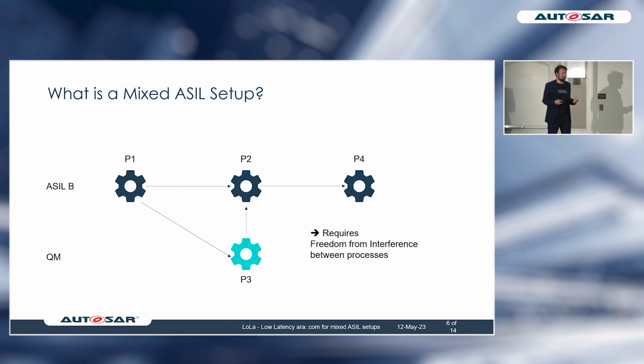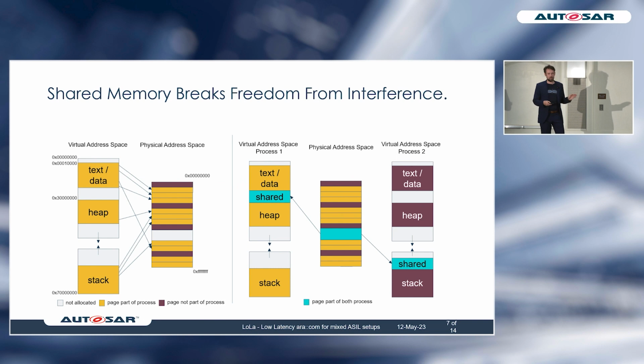And what does it mean? The important point is we need to ensure freedom from interference between the processes, but we will not do any qualification of the information that is sent. That's quite important. So we don't care what the user sends. It's the user's responsibility to ensure that the data he is sending is not affecting any safety goal. We are only taking care that we don't break freedom from interference between the processes.